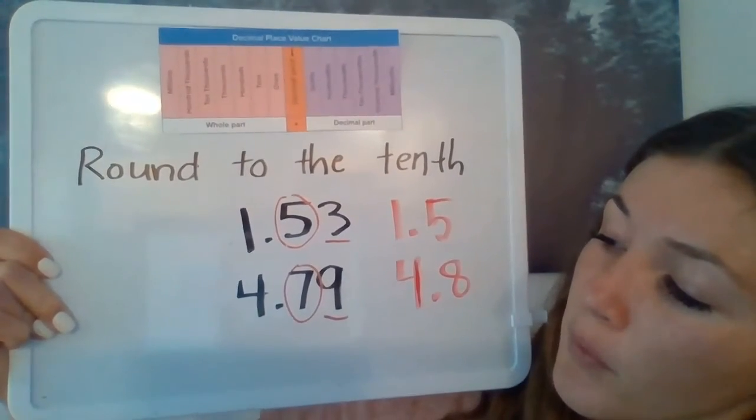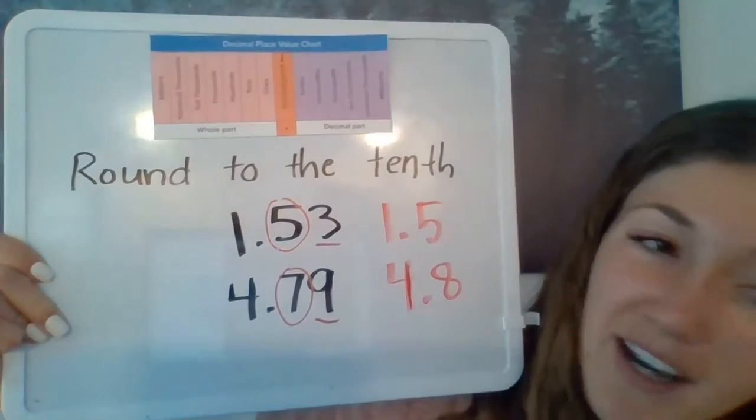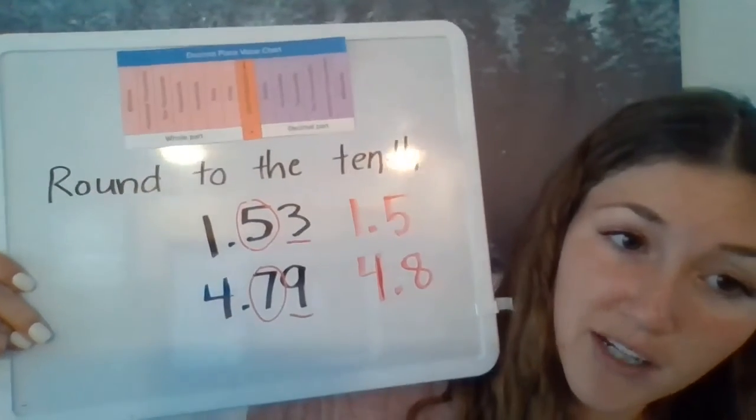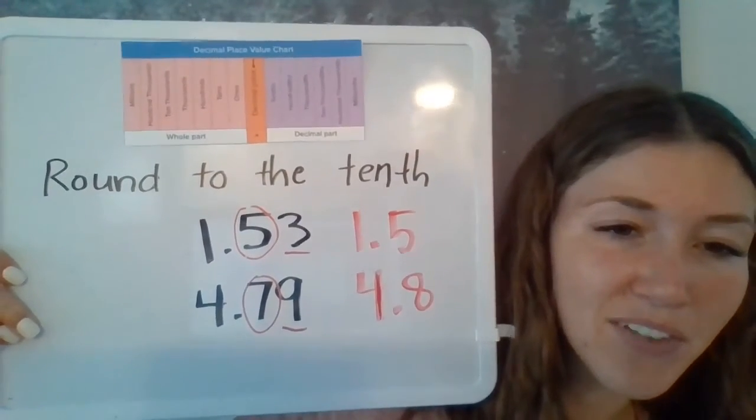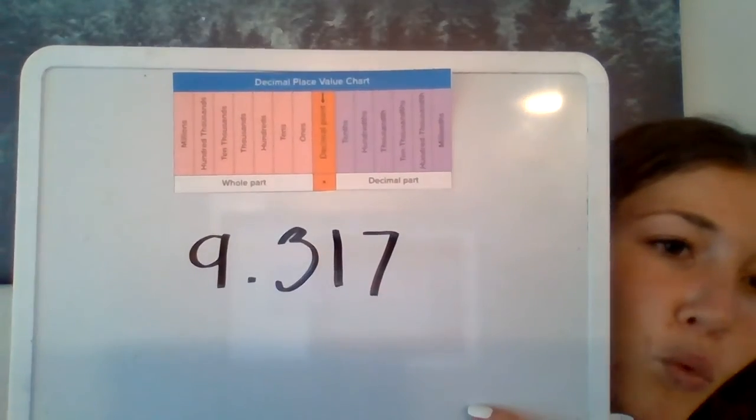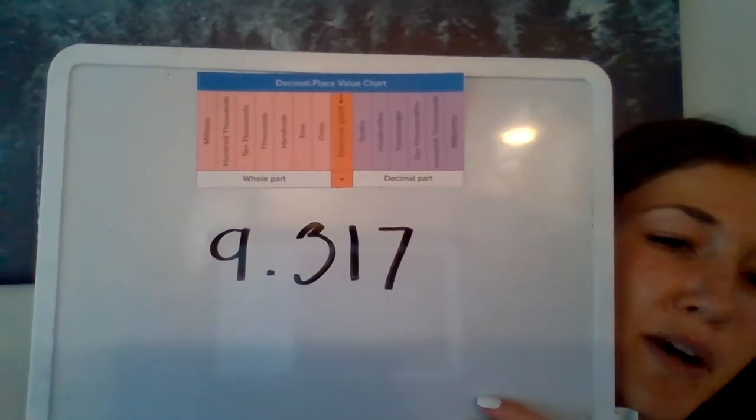The next number, 4.79, the 9 will raise that 7 to an 8. So our final answer will be 4.8. Did you get that right? Hopefully you did. We're going to round to the nearest hundredth. So here's another decimal. Let's identify what is the hundredths place. Think about it in your head.